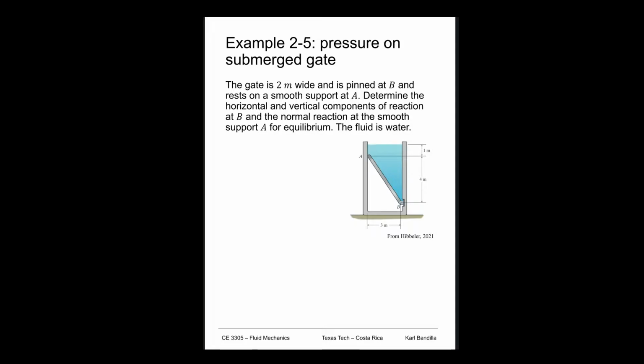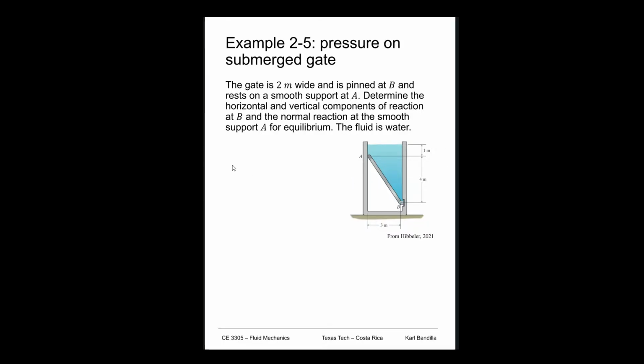This is example 2.5. We're going to look at pressure on a submerged gate. In our case, the gate is 2 meters wide, and you can see a picture of it down here. This is our gate, and we now need to figure out what the reactions are at point A, where we have a normal force, and then of course we have a horizontal and a vertical force at B.